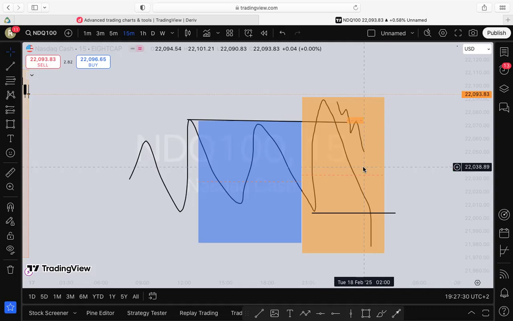No, never wait for the 15 minutes, because you're going to miss out, right? But if you have enough patience, you can even wait for a break of structure or a fair value gap for a sell on the 15 minutes.